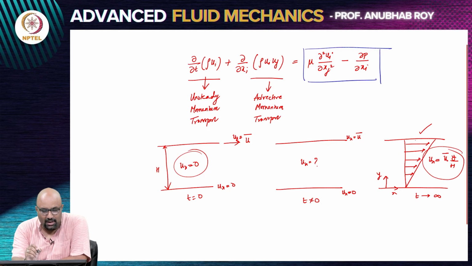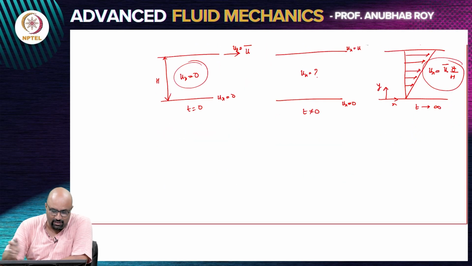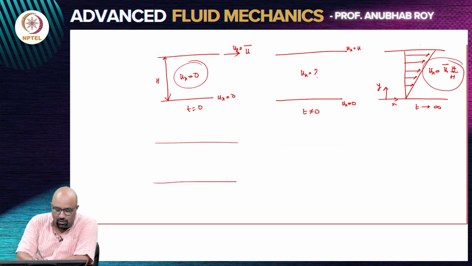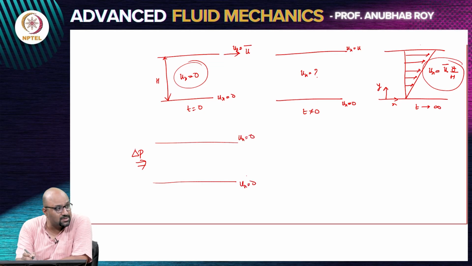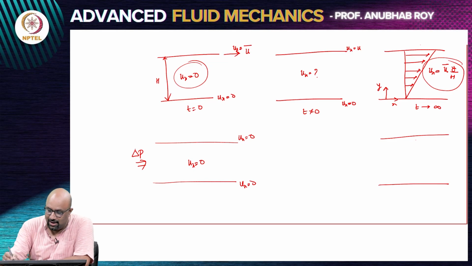Now, this problem can be discussed for multiple scenarios. It's not just this particular scenario. Even for the channel flow or the pipe flow problem, you have a pressure drop that is applied. You have both the surfaces as no slip and no penetration surfaces. Now, you can ask the question: I apply a pressure drop. Initially, the fluid was at a state of rest. At t equals 0, suddenly there is a pressure drop that is applied, and then what would be the velocity profile when I wait infinitely long?